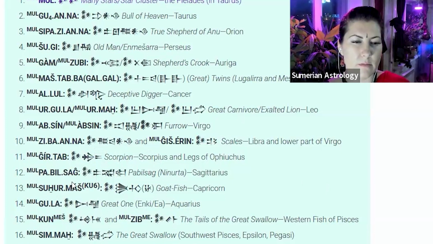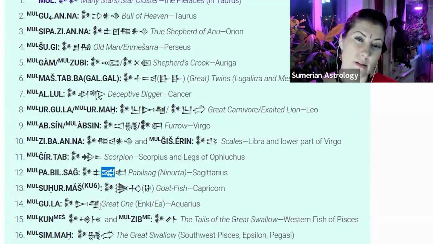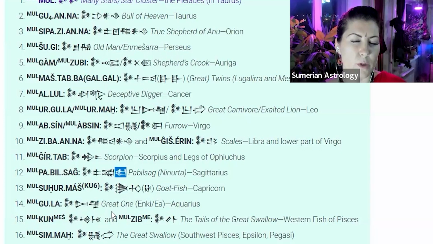Mul Pabilsag, I've seen this written a number of different ways. You'll usually see this version of Pa, but it's more appropriately written with the Pap sign, which means chief. Still, the Pa sign means branch or stick, and it can refer to an elder's stick or staff or a chieftain's staff. The Bil sign means to burn or to roast. And if you tilt your head to the side and use your imagination, it's depicting a brazier, which were used in rituals. And finally, we have the Sag sign, which means head.